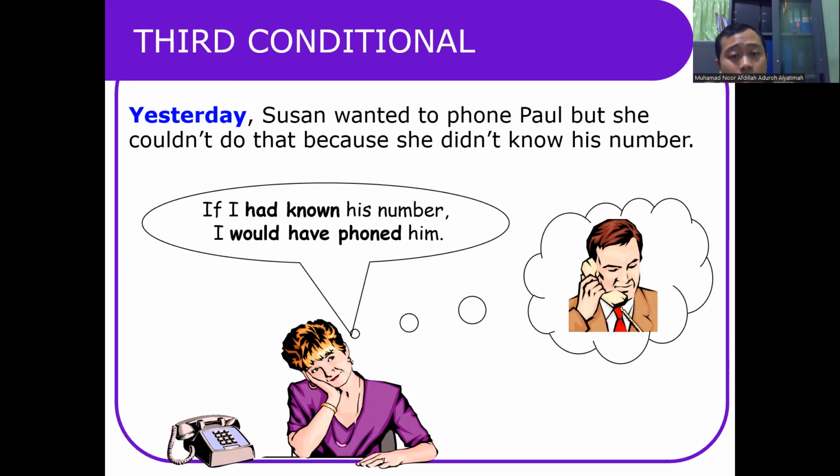If I had known his number, I would have found him. If plus I plus past participle, past perfect, and for my clause, I plus modal plus have plus past participle plus object.